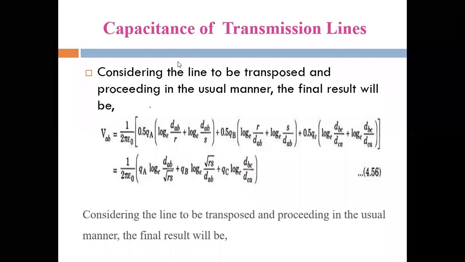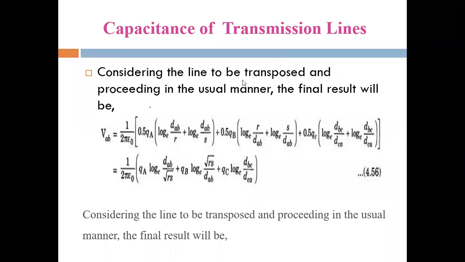Next, consider the line to be transposed. If the line is transposed, the positions go A, B, C, then B, C, A, and so on. This is the transposition of conductors of a three phase overhead transmission line.